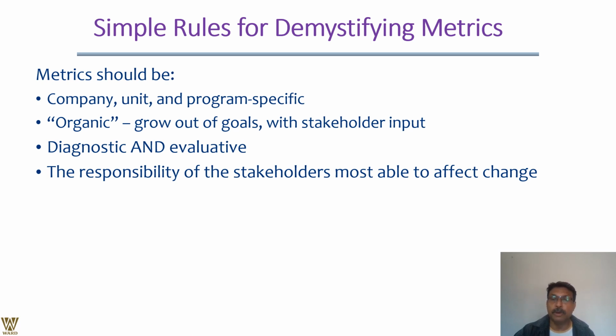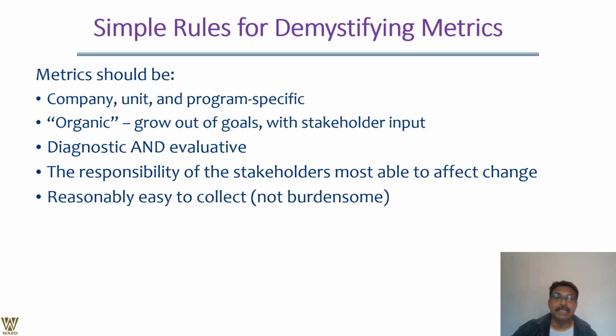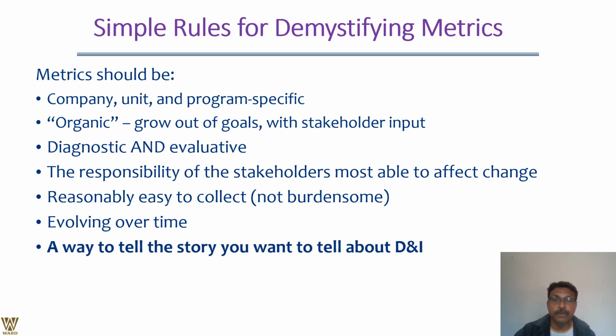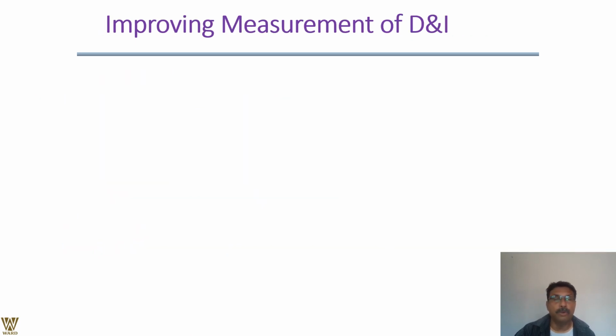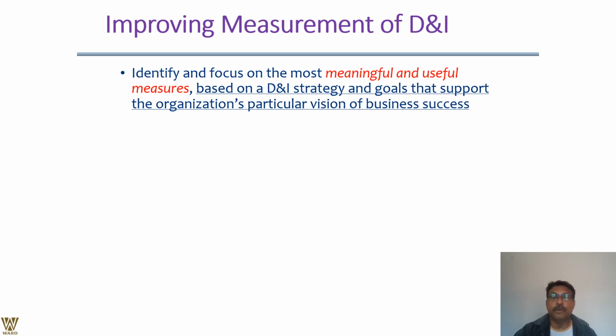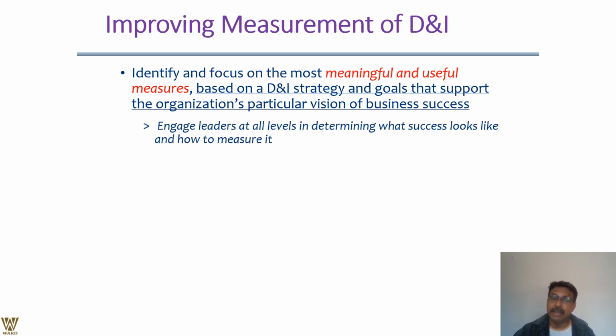The responsibility lies with the stakeholders most able to affect change. Metrics should be reasonably easy to collect, not burdensome, and evolving over a period of time, a way to tell the story that you want to tell about diversity and inclusiveness. Now, how do we go about it? Identify and focus on the most meaningful, most useful measures based on the diversity and inclusion strategy, the goals that support the organization's vision and business strategy. How do we come across with it, and what needs to be done? Now, so what can we do?